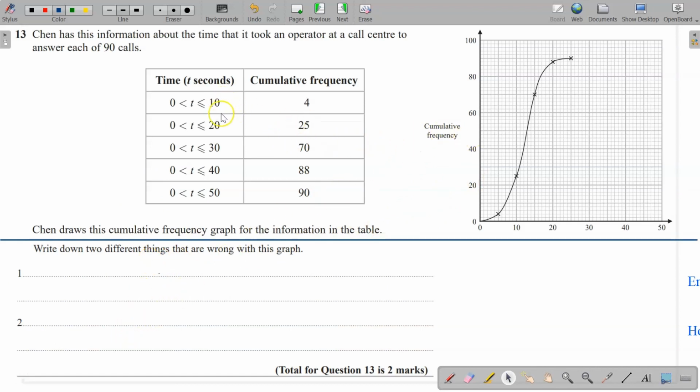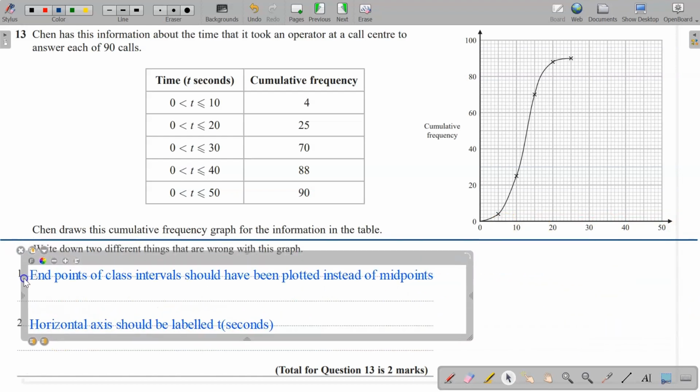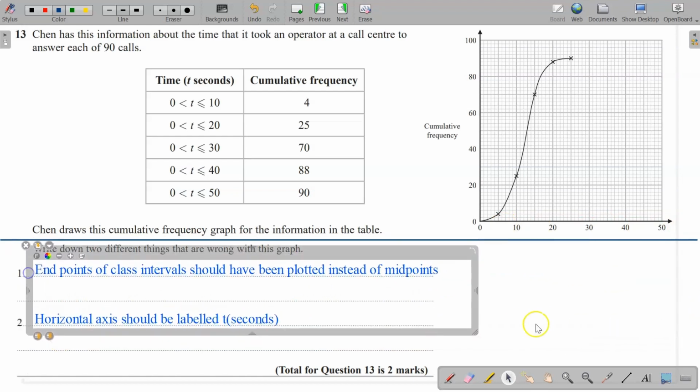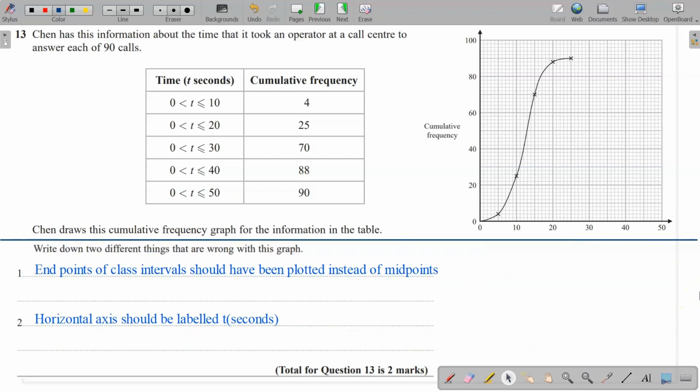Well, if we look at the class intervals, they've already been sorted out into cumulative frequency because they each go back to 0. Okay, but what we're supposed to do is plot the end points. Instead, these are the midpoints. That's 25 and it should be 50. That should be 40, but it's actually 20 and so on. The other thing that's missing is there's no label on the horizontal axis. So you just need to write those 2 things down. I've typed it out to save a bit of time, but those are the 2 responses I would give for the 2 marks.